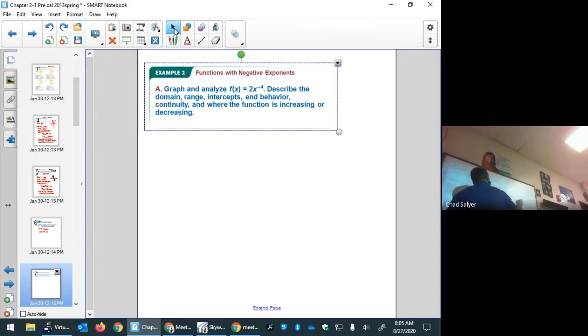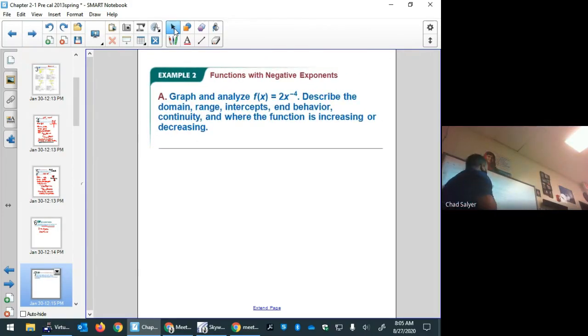Example 2. What if they have negative exponents? We'll make them. A negative n creates a different set of behaviors, and it's no longer going to be a monomial. So we can't just say the domain is all real numbers, for example, because the behaviors now will be different, and you'll have some discontinuities, you'll have some other things pop up. So 2 times x to the negative 4.